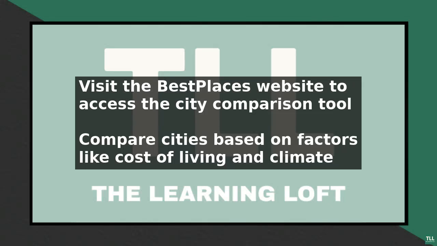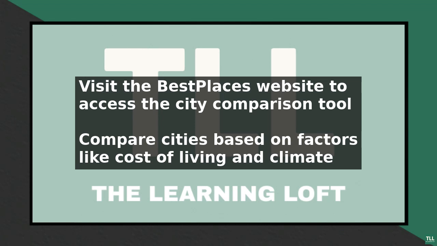To filter Best Places city comparison, start by visiting the Best Places website and selecting the City Comparison tool. This tool allows you to compare various cities based on factors such as cost of living, climate, education, and more. First, choose the cities you want to compare by typing their names into the search bar and selecting them.